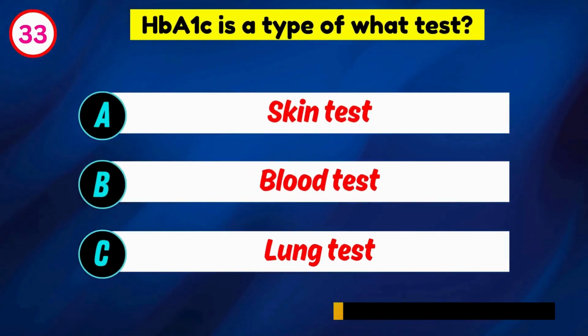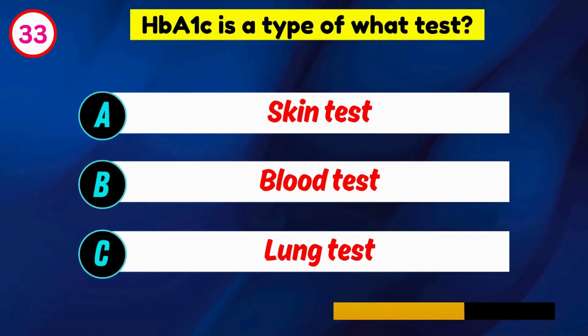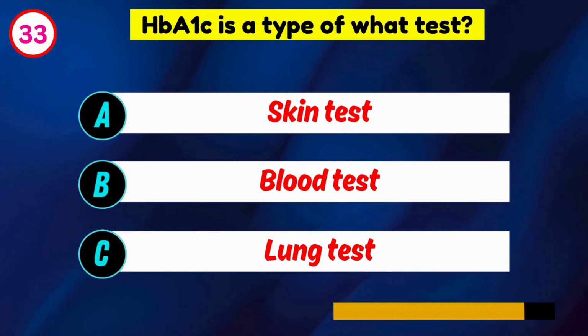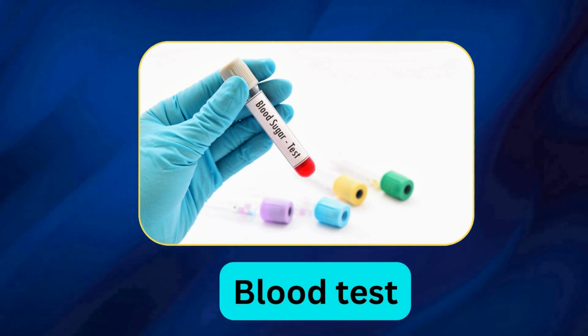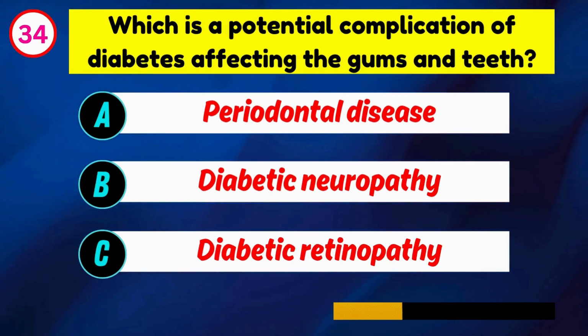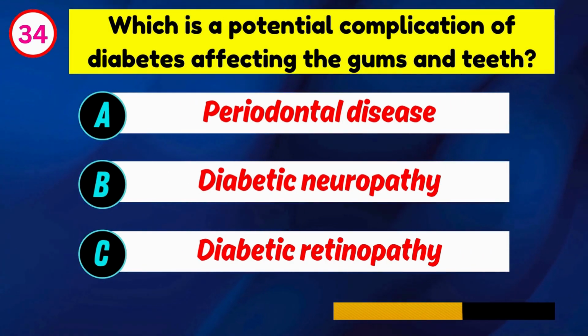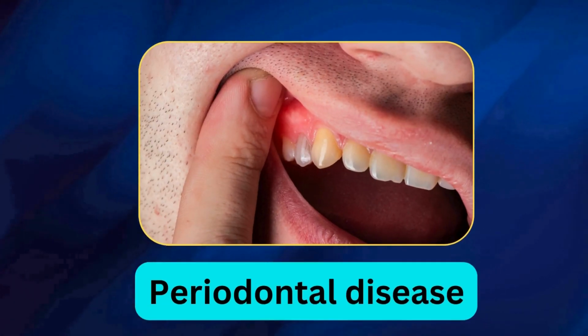HbA1c is a type of what test? Skin test, blood test, lung test. Blood test. Which is a potential complication of diabetes affecting the gums and teeth? Periodontal disease, diabetic neuropathy, diabetic retinopathy. Periodontal disease.